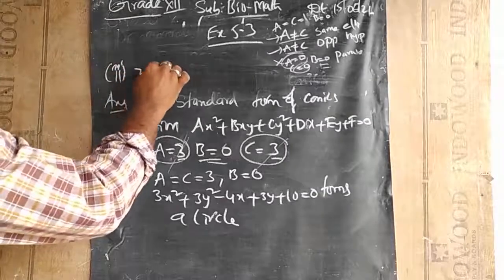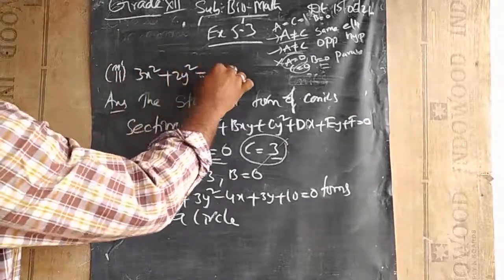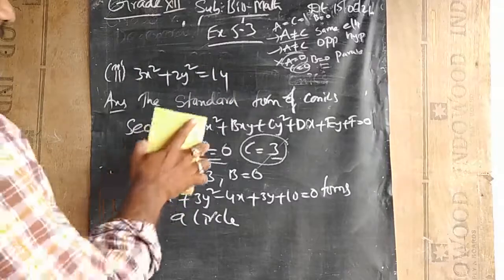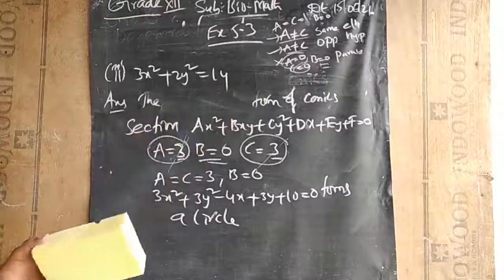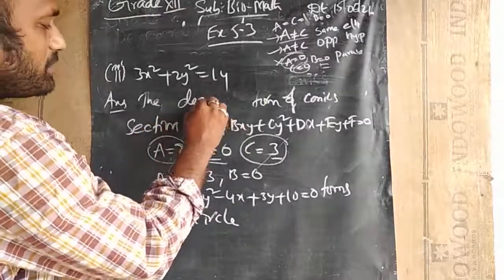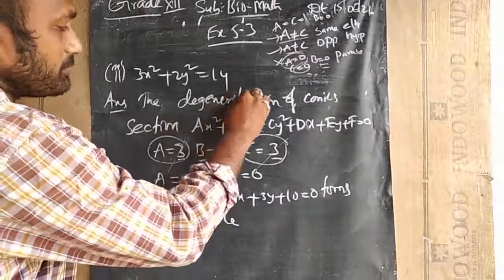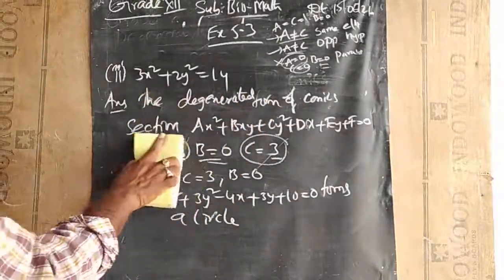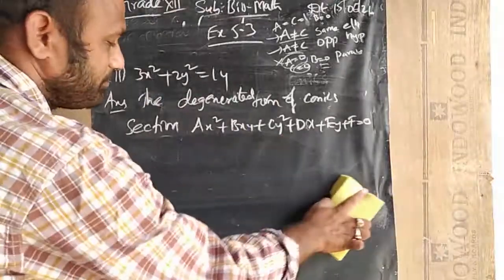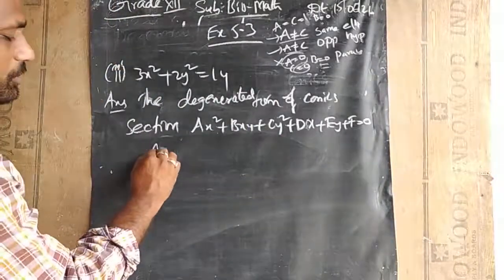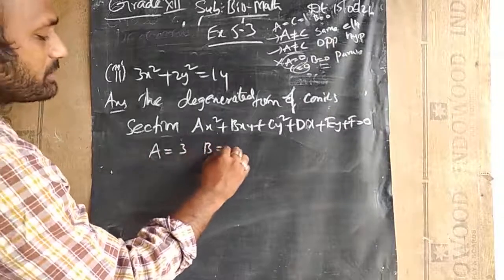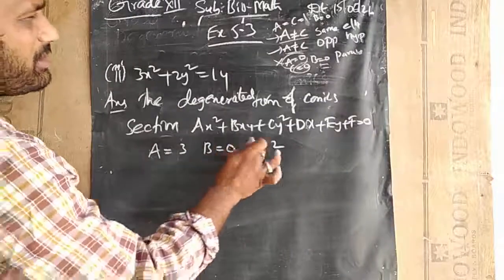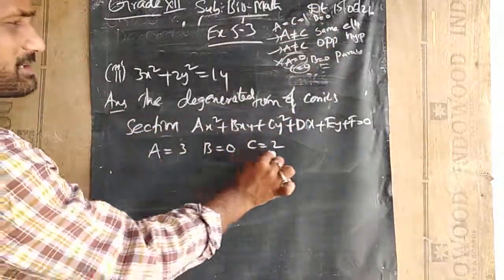Now let us take the third question of the same. 3x square plus 2y square is equal to 14. So this is the third question. The standard form, we can call it the degenerated form. Let us mention the values here. A value is 3 and B value is 0 and C value is 2.